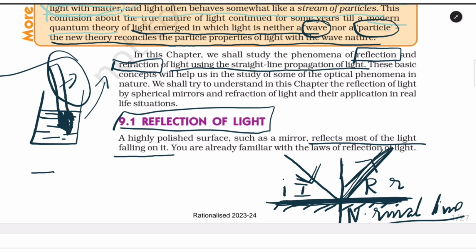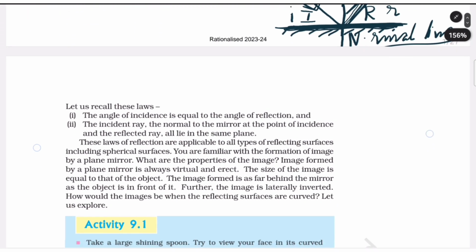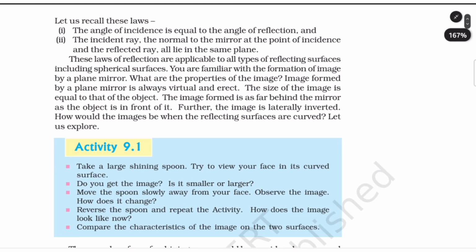Take the laser light and one mirror. In one direction you shine the laser light on the mirror, it will reflect in another direction. You are already familiar with the laws of reflection of light. You have already studied that in the 8th standard. These two laws are very important in our daily life also. Let us recall these laws.